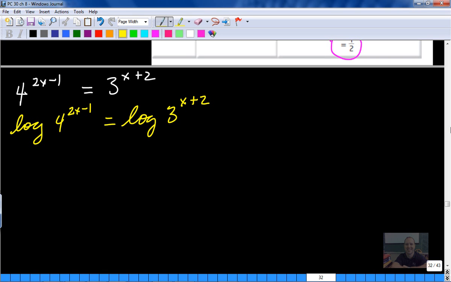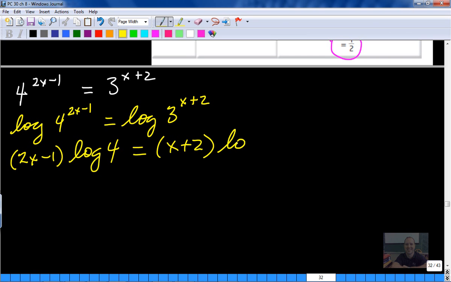Now this is particularly tricky because we have x in two different spots. So this is why applying the log is going to be important, because we need to get this exponent down out of the exponent position. So we'll write this as 2x minus 1 times the logarithm of 4. And over on the other side, it's x plus 2 times the logarithm of 3. So we've successfully brought the x term out of the exponent position.